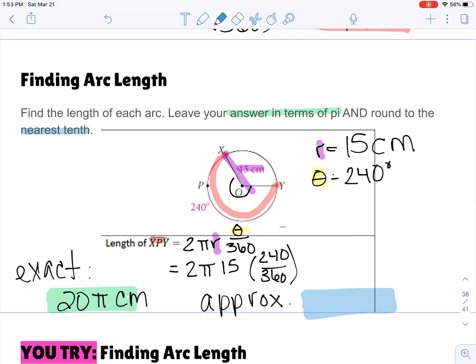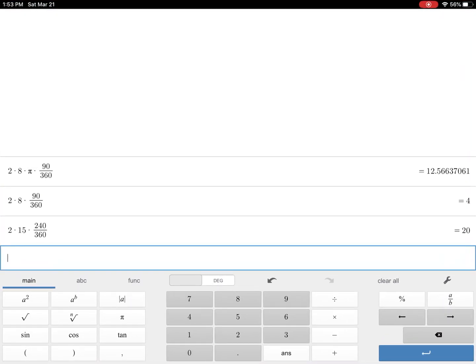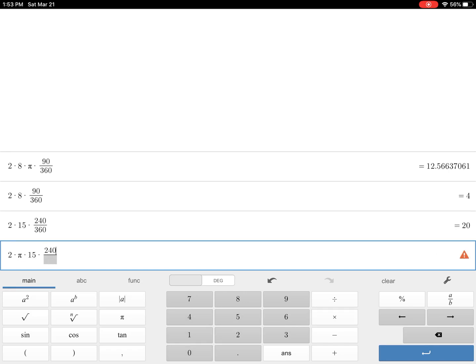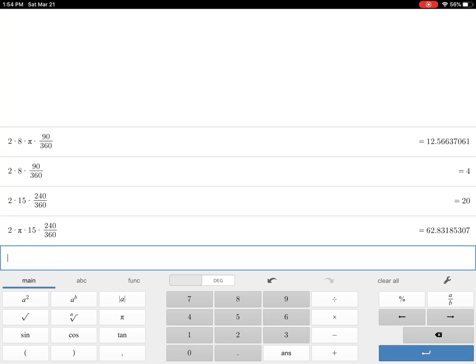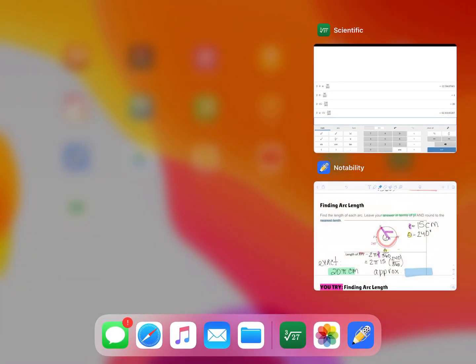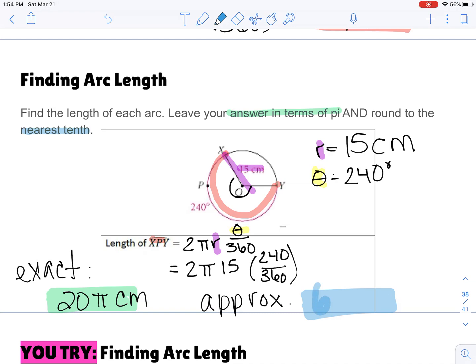So if we want the approximation answer, this is when we put pi into our calculator. For rounding, for approximating, this is what's happening. So you do the same steps, except this time we're going to put pi into the calculator. 2 times pi times 15 times 240 over 360. I get 62.83, which would round to 62.8. Oops. Sorry. 62.8. And again, it's centimeters. Arc length, the units we use is centimeters. Arc measure is degrees.